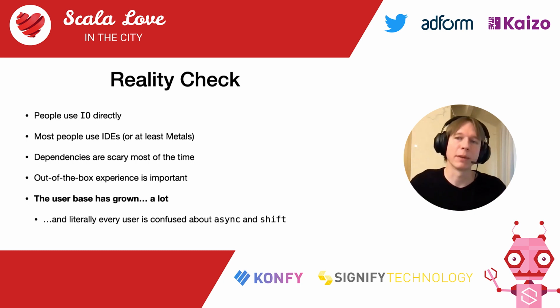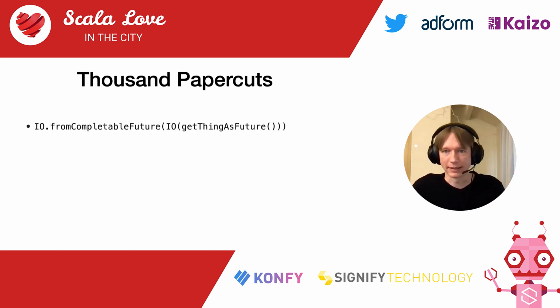And literally every member of that ecosystem is confused about the semantics of async and shift, which is an element of Cats Effect 2 that I take full responsibility for, because it's terrible and it was my bad idea and I really insisted on it. And then there's this whole category of like 1,000 papercuts stuff. So we've already talked about CompletableFuture, right? Trying to address these things in Cats Effect 3 is really a major goal.